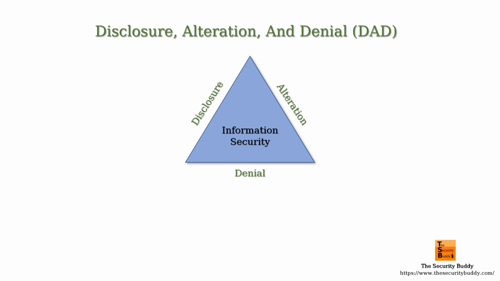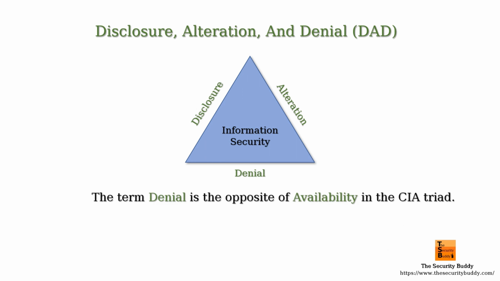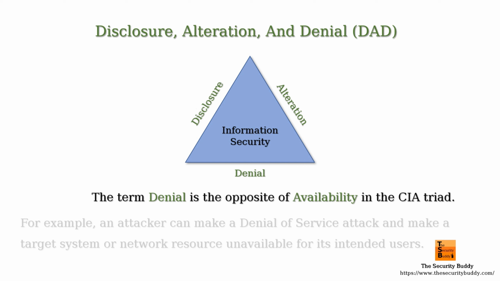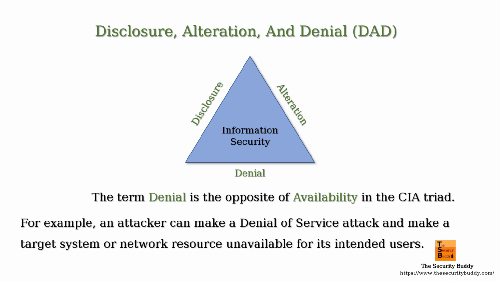The term denial is the opposite of availability in the CIA triad. For example, an attacker can make a denial of service attack and make a target system or network resource unavailable for its intended users. The attacker can suspend a network or service temporarily or for an indefinite period. As a result, the network or service will be unavailable to the intended users for an indefinite period. And that can cause grave harm to the target company or organization.